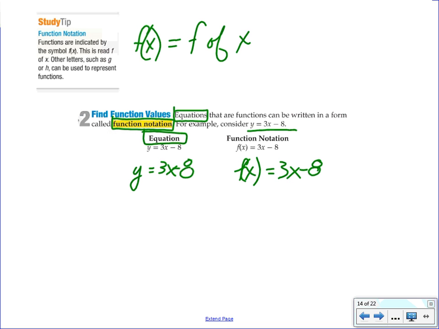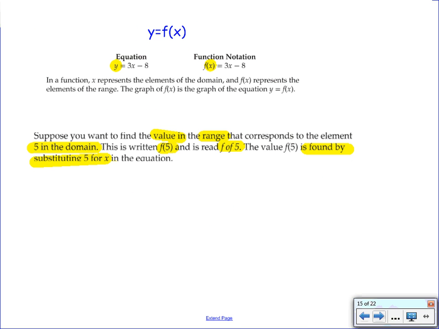So really, this is sort of like y. And in fact, in a function, x represents the elements of the domain, right? We know that. F of x represents the elements of the range. So in fact, y and f of x represent the same thing. They both represent the elements of the range.